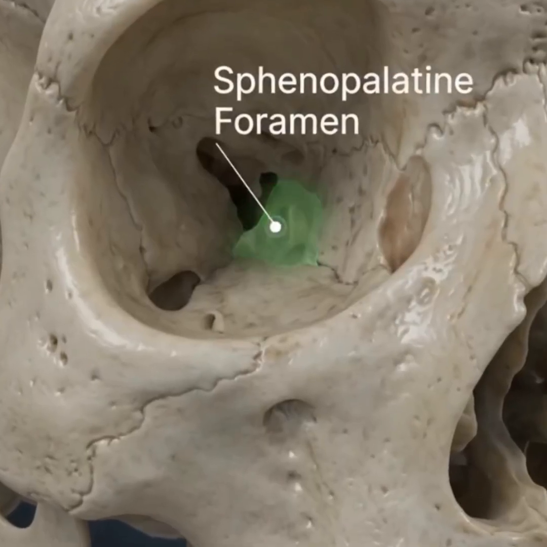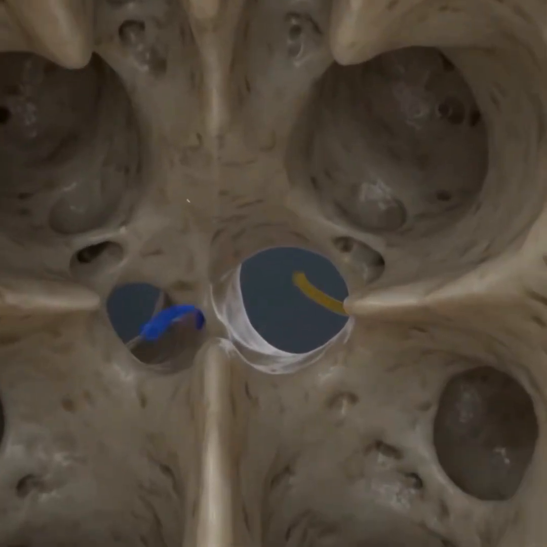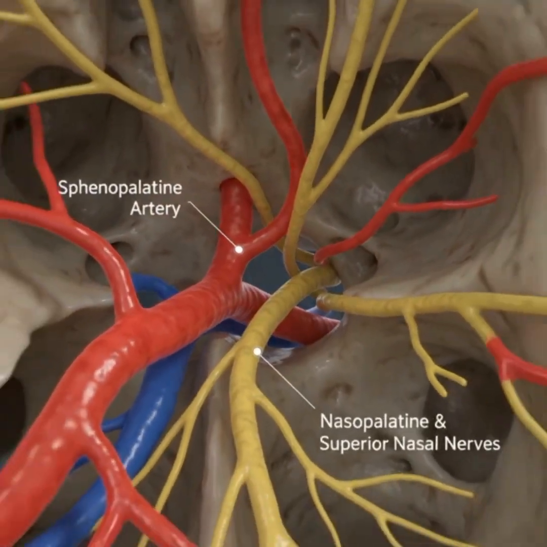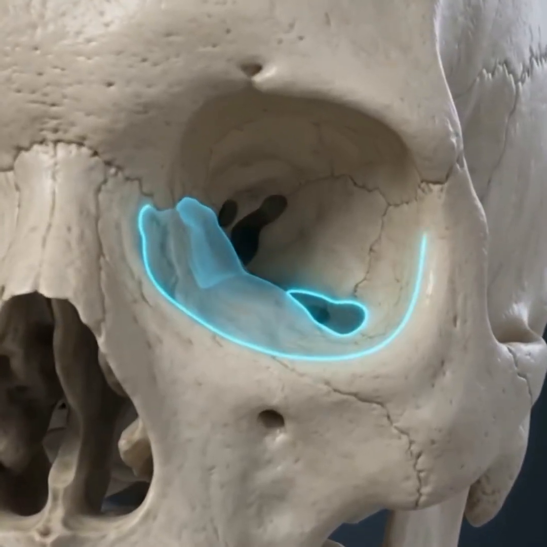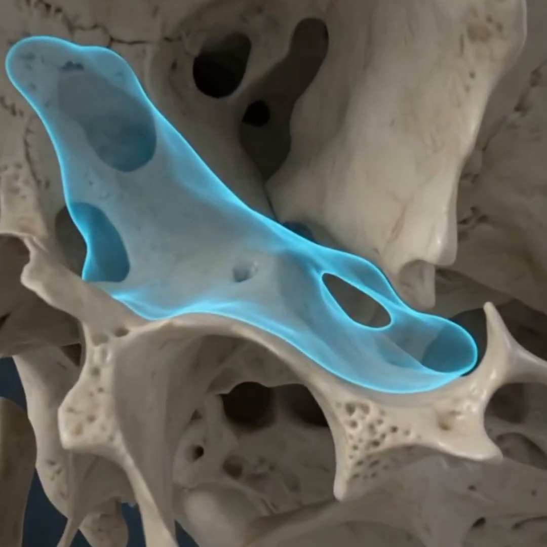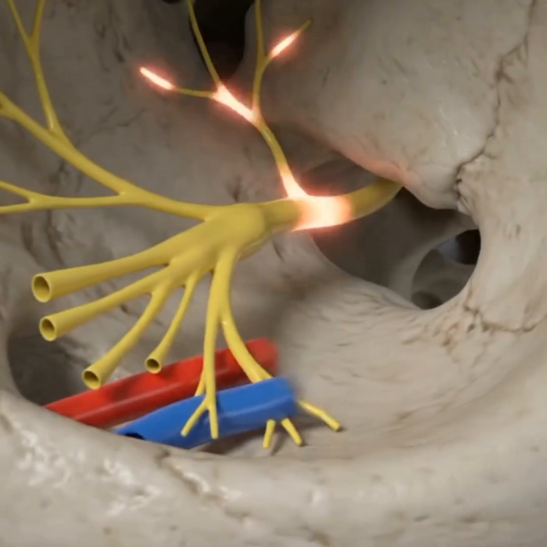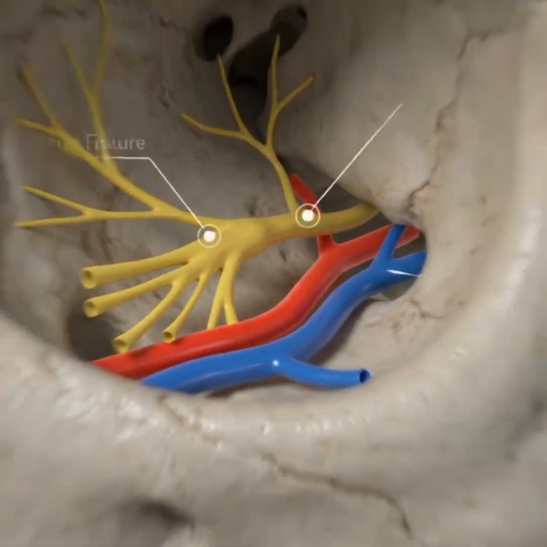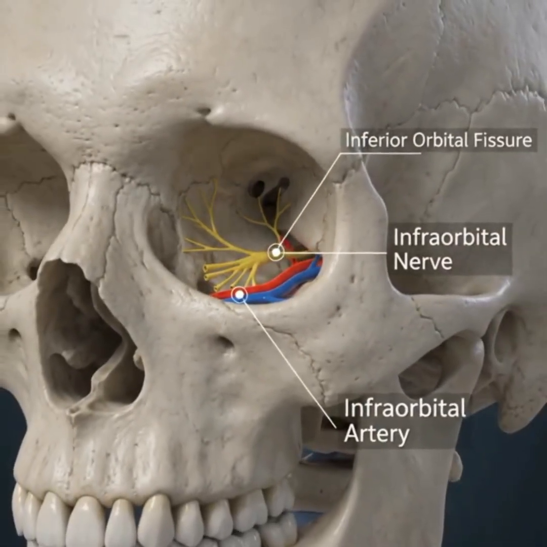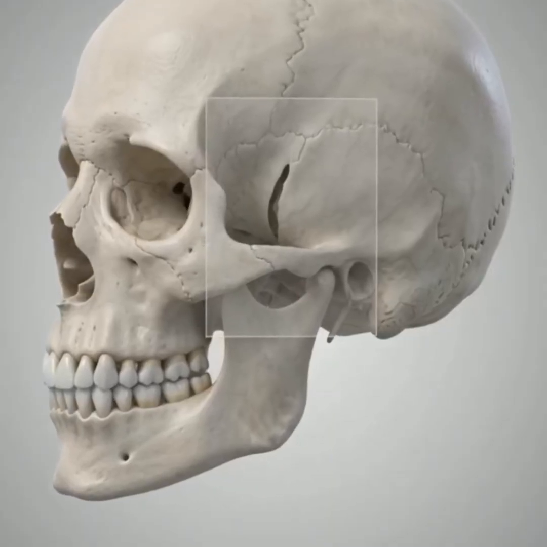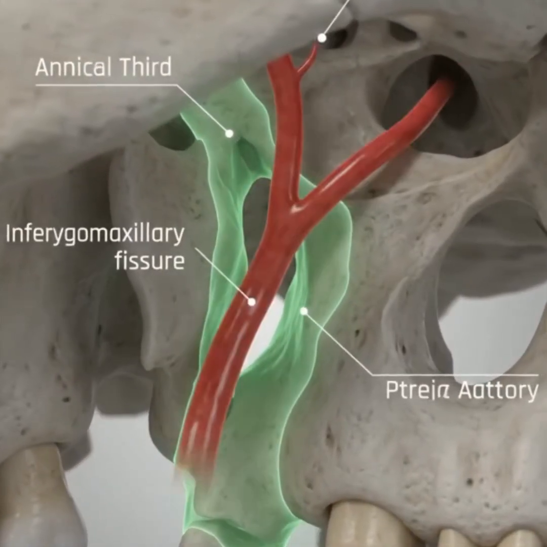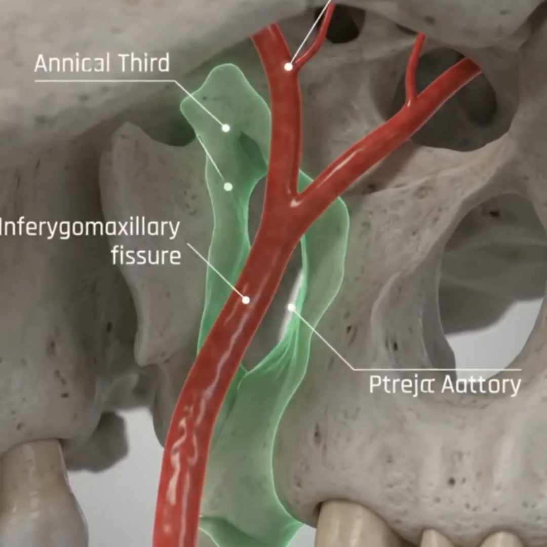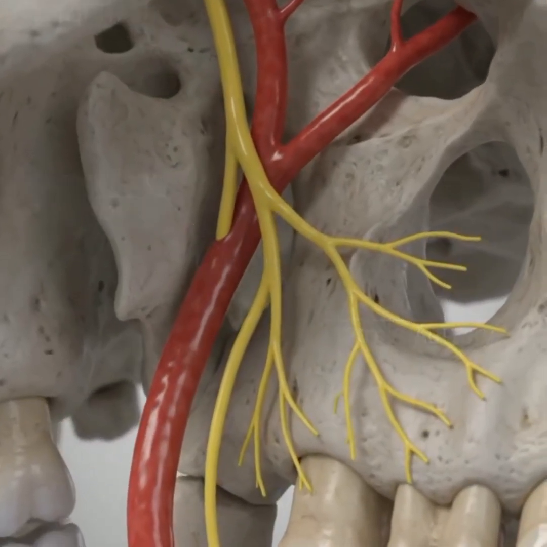The sphenopalatine foramen serves as a crucial gateway. It connects the pterygopalatine fossa to the nasal cavity, bringing the sphenopalatine artery to supply the nasal cavity's lateral wall and septum. The inferior orbital fissure connects the orbit to the target fossae. It transmits the infraorbital nerve and vessels. These supply the face and midfacial regions. The pterygomaxillary fissure serves as a crucial pathway. It connects to the infratemporal fossa. It transmits the terminal part of the maxillary artery and the posterior superior alveolar nerve.